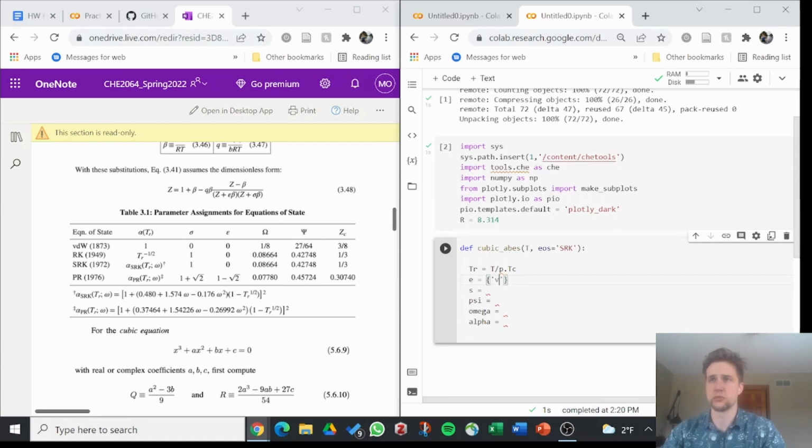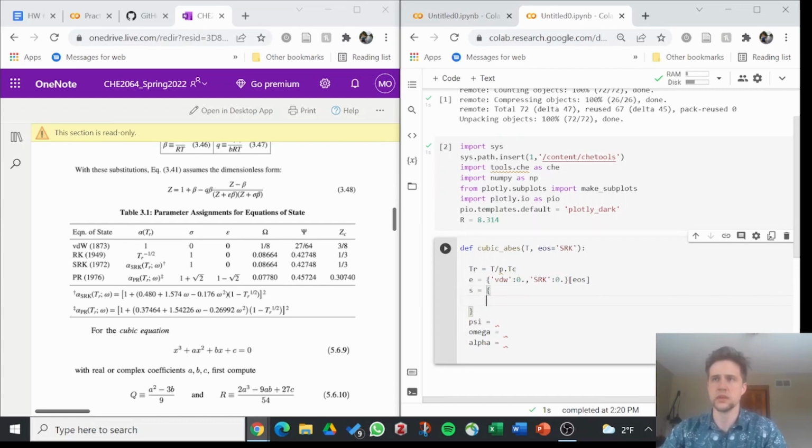First we'll do van der Waals, and the epsilon value for that is going to be 0. And then for SRK, the value for epsilon is also 0. Great. And then we're going to stick that in our dictionary that we're defining. This is the equation of state. Now let's move on to sigma.